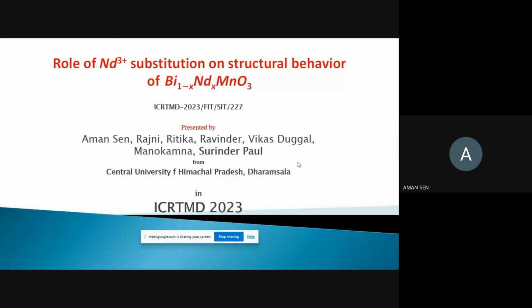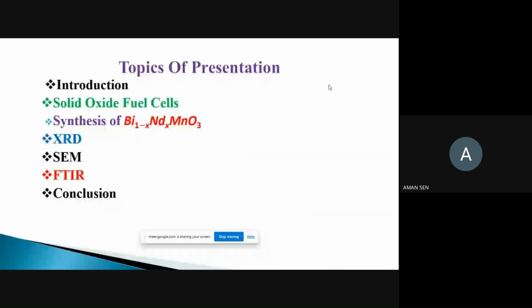The role of Nd3+ substitution on the structural behavior of Bi-Nd-MnO3. The topic of my presentation is solid oxide fuel cells and the synthesis of Bi-Nd-MnO3.